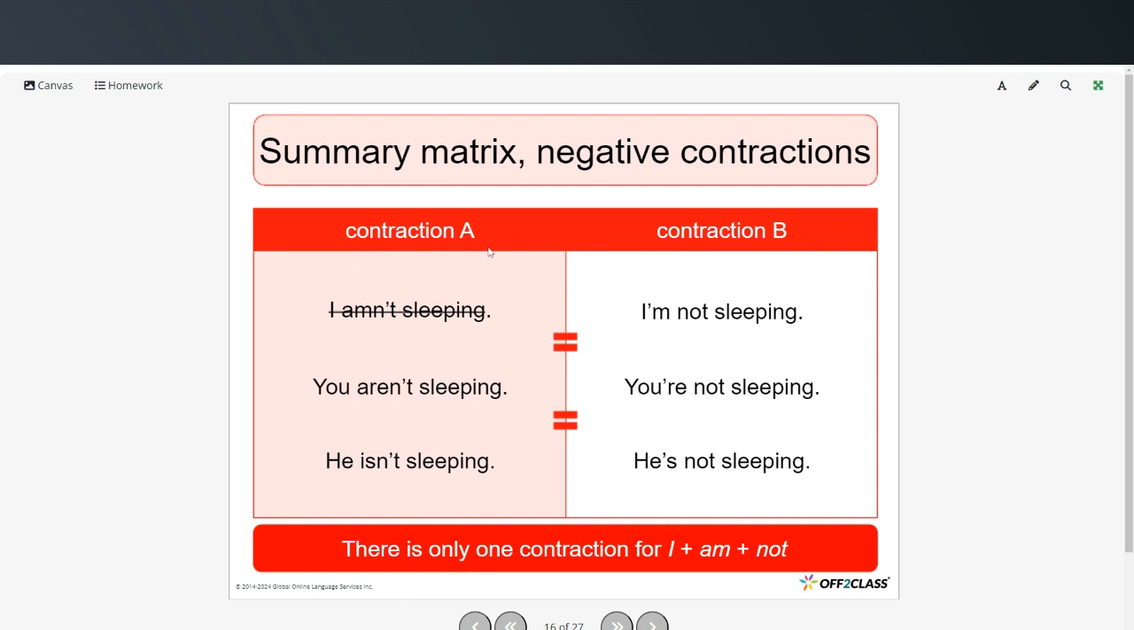For the other forms, however, there are again two different ways to form the negative. Either you aren't sleeping or you're not sleeping. He isn't sleeping or he's not sleeping.